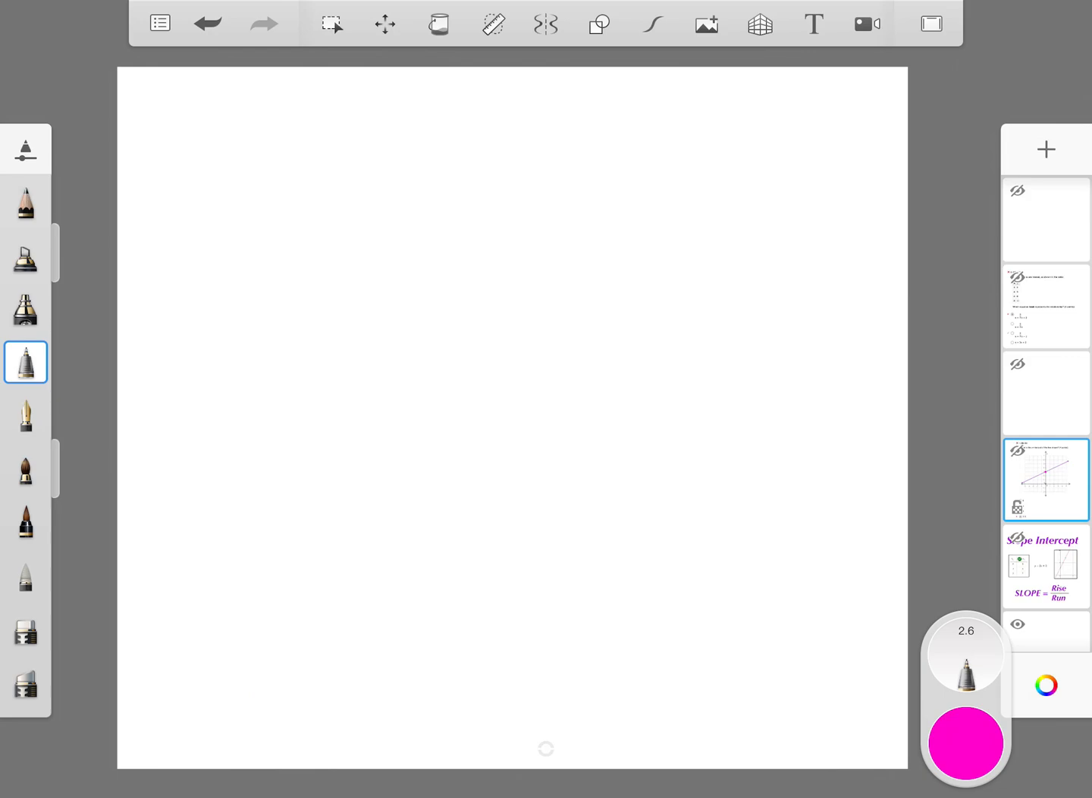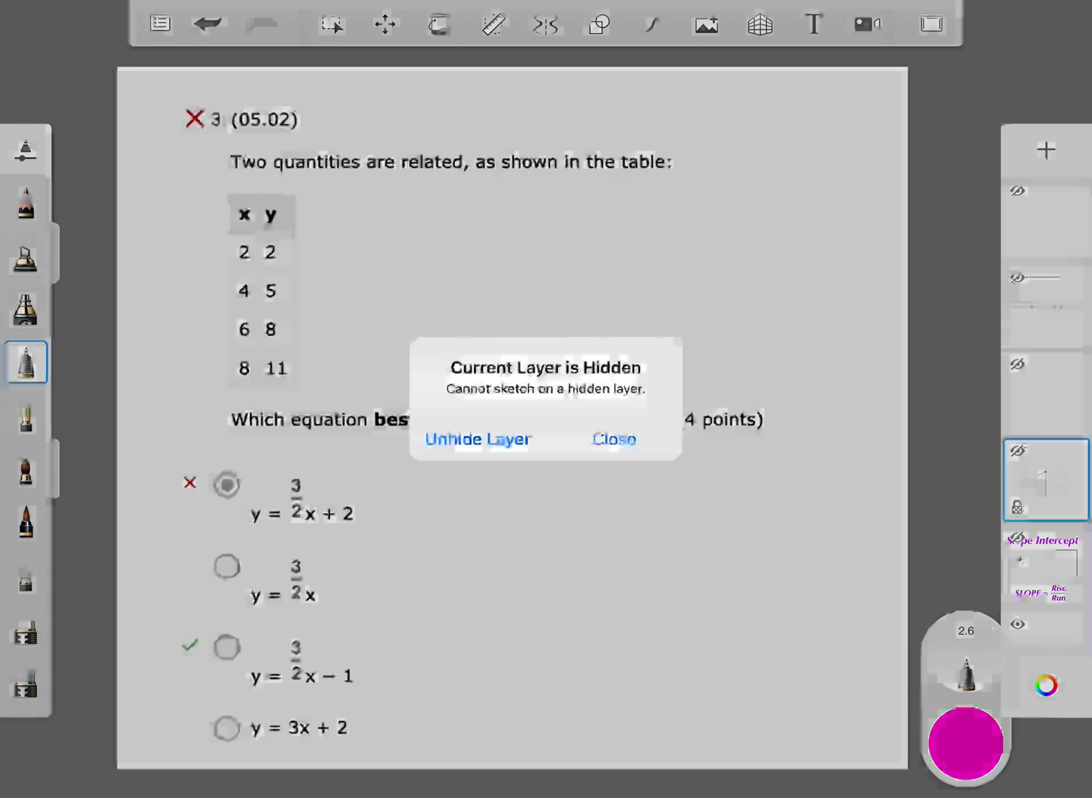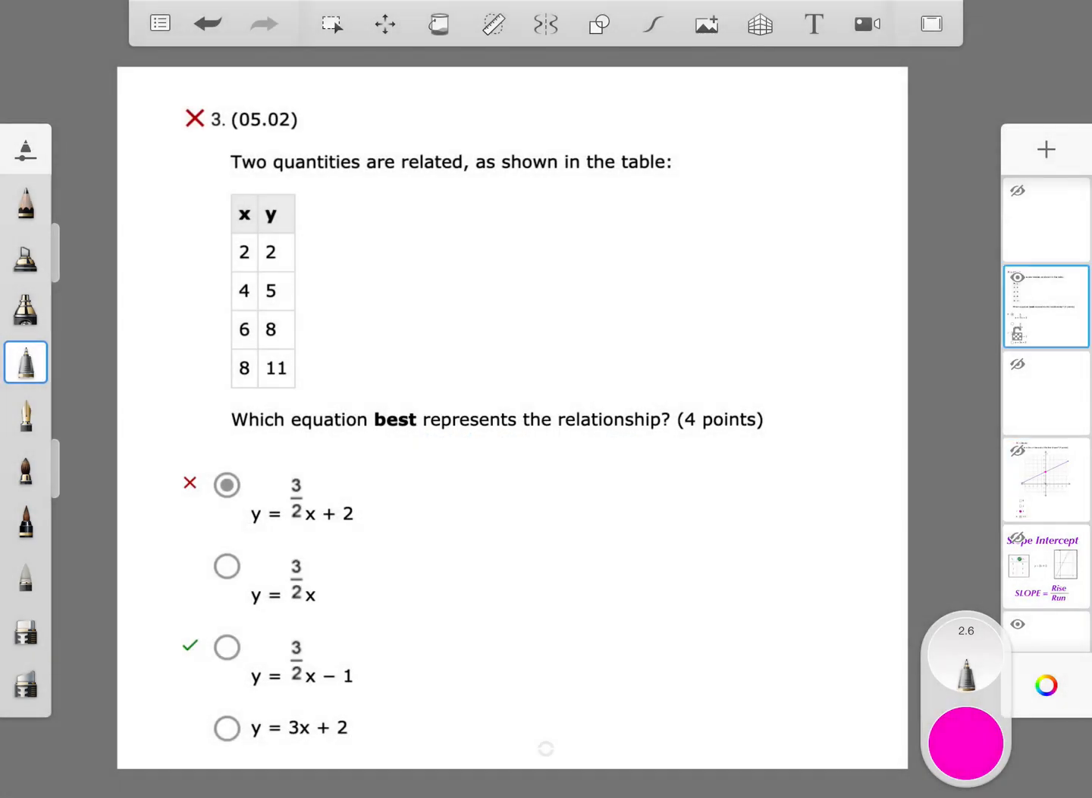Let's take a look at another problem. Two quantities are related. That's the key word there, related, right? Right away, we know we're talking about a function. Oh, a related as shown in the table, right? Here's x, here's our input, here's y, here's our output. And there's a lot that we can learn right away about slope and about y-intercept.